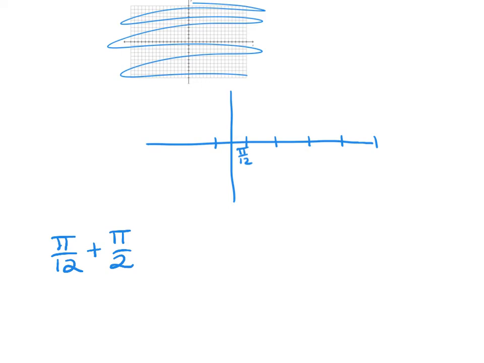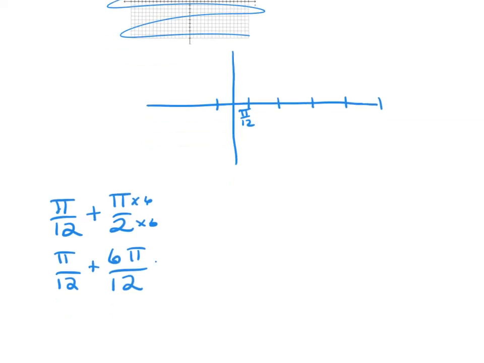I need to find a common denominator between 12 and 2. That common denominator is going to be 12. So I'm going to multiply top and bottom of this one by 6. So this becomes 6 pi over 12. This is what I'm going to add each time to get my next point. So this becomes 7 pi over 12.